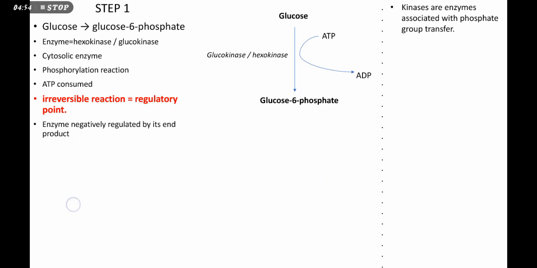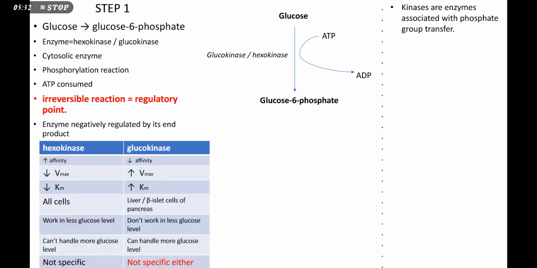What actually happens is that the enzyme is negatively regulated by its end product. Here, the glucokinase and hexokinase end product is glucose 6-phosphate. Glucose 6-phosphate negatively feeds back to these enzymes. That is, if glucose 6-phosphate concentration is greater in the cell, glucokinase and hexokinase will not work. But if glucose 6-phosphate concentration is very low in the cell, then glucokinase and hexokinase work very actively. So this is the negative feedback mechanism.